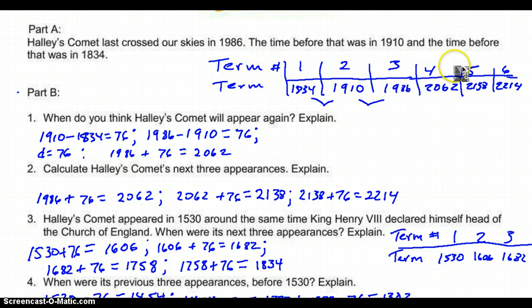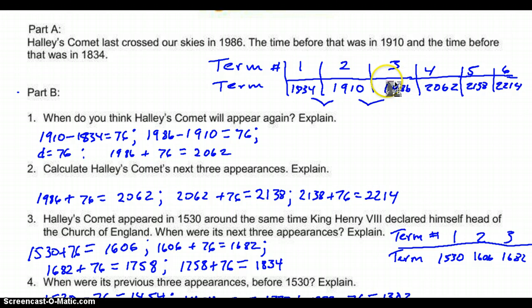up a sequence. Remember, our sequences begin with the number of the term, or the position number, and they always begin with 1. We're looking at only 1834, which is the first time that they show us. This is a sub 1. A sub 2 is 1910, and a sub 3 is 1986.